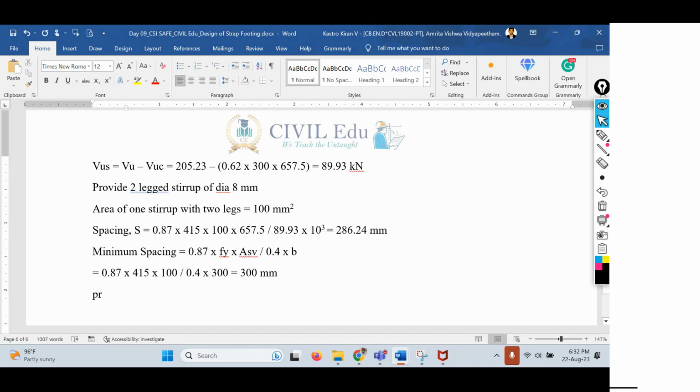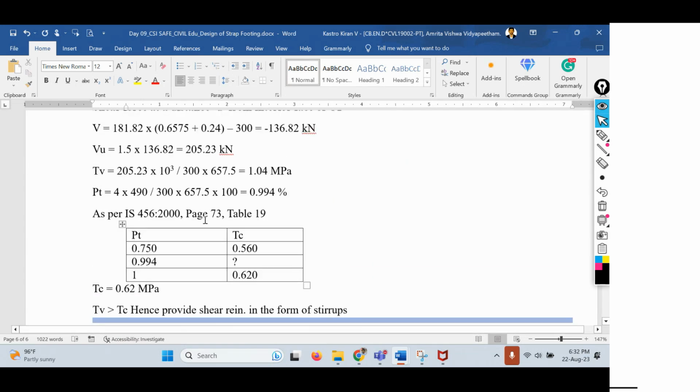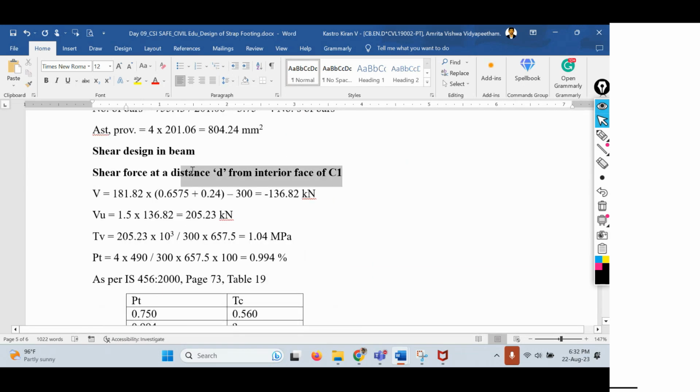So provide two-legged stirrups at a spacing of 250 mm center to center, with 8 mm diameter bars. That's how we can calculate the shear at a distance d from the interior face of column 1.